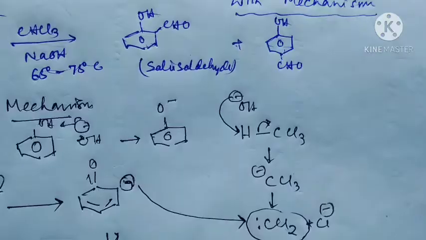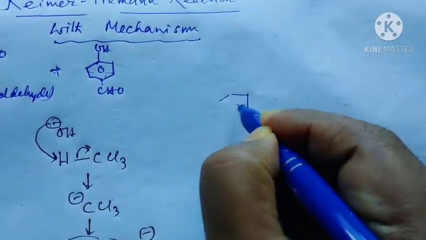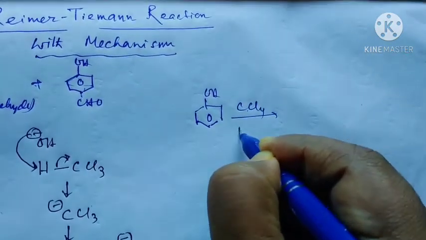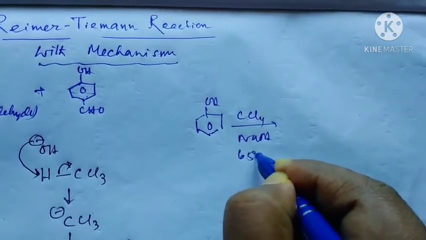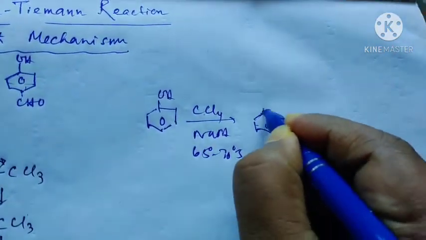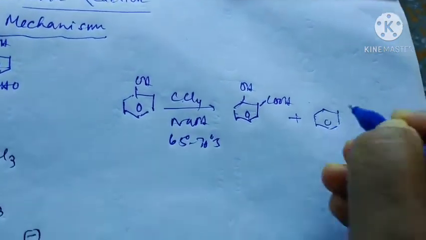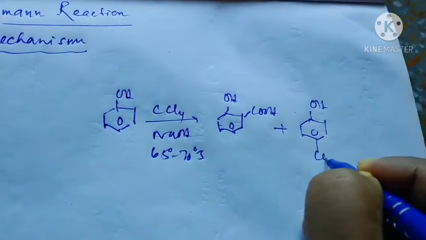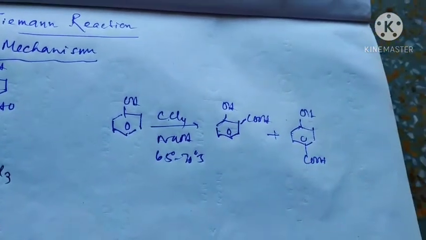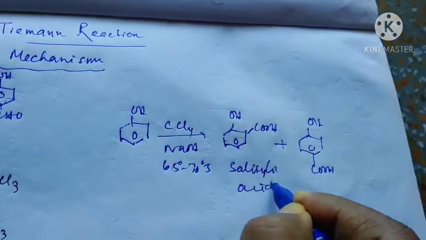Okay, and instead of chloroform, if we use, for example, carbon tetrachloride in a similar condition with base, then it will form the salicylic acid and its para isomer. Okay, students, this one is the salicylic acid and its para isomer. So this is our salicylic acid.